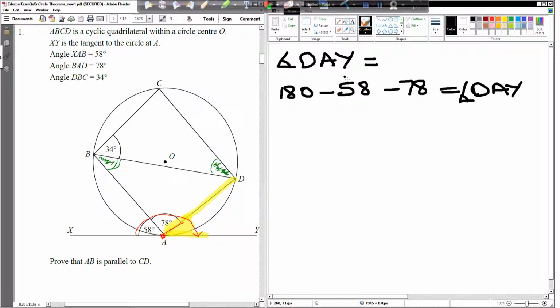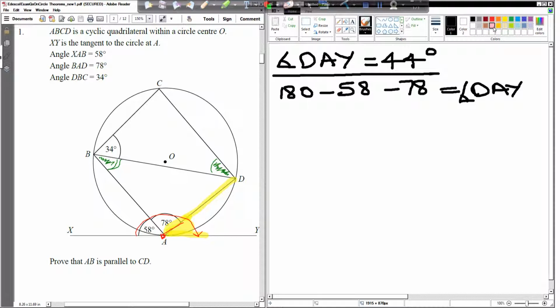Now, what is angle DAY? What is 180 minus 58 minus 78? What did everybody get for that calculation? 44. So in the examination, we need to do the calculation. We need to make a statement that this angle that we're looking for over here is 44 degrees. And now we need to give a reason.